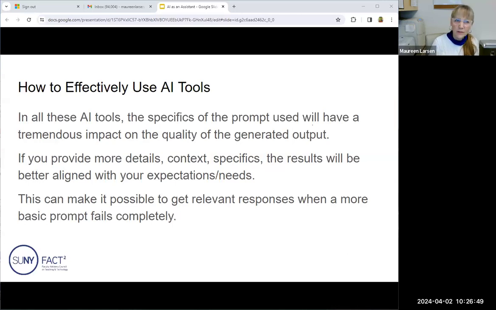So in using all of these tools, the mechanics of creating the prompt, that's the most helpful thing. So we need to learn how to construct a helpful prompt, add details, context, specifics. We'll go through this in a minute. And that was the way to really make it more helpful. So my students were really pleased when we went through this exercise with them.